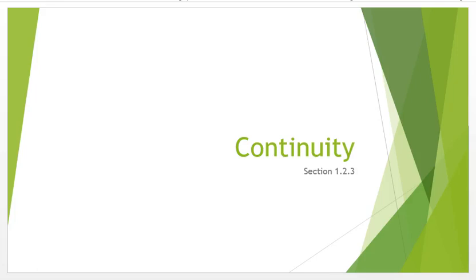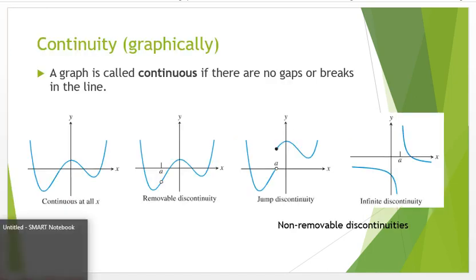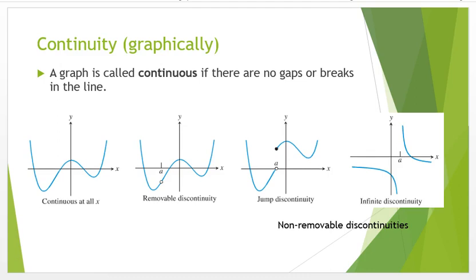For the third part of our 1.2 notes, we're going to be looking at a concept called continuity, and we're going to see this both graphically and algebraically. So the definition of continuity from looking at the graph is basically being able to draw the whole function without ever having any gaps or breaks in the line.